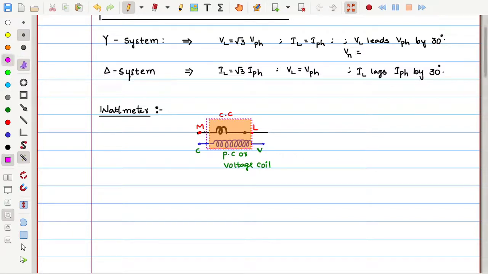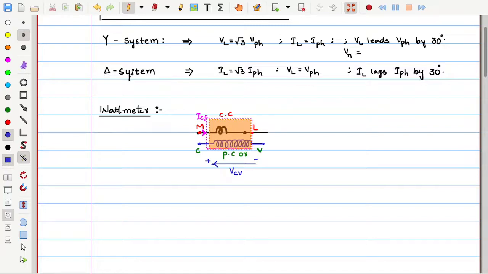Now, for example, if I give some information like this: the current coil current is I C in this direction, and the voltage coil voltage is V, with the CV terminals, where the C side is positive and the V side is negative. Now this is a wattmeter.